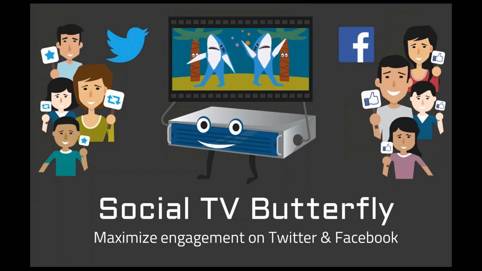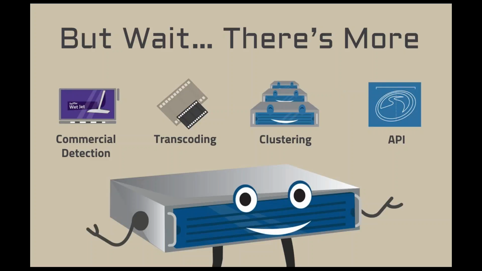Now, the software does all kinds of things, but a few additional things that we can talk about are that we actually do commercial detection as well as transcoding. Our systems can allow for clustering, so if you're recording a significant amount of channels, we can make the system as large as you need. Additionally, we give API access, so if there's some specific needs that aren't addressed by the software, you can actually access that API.